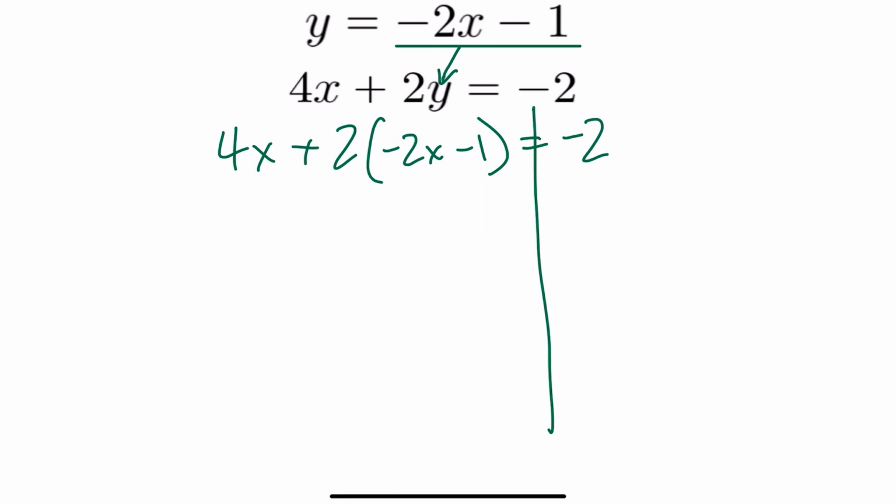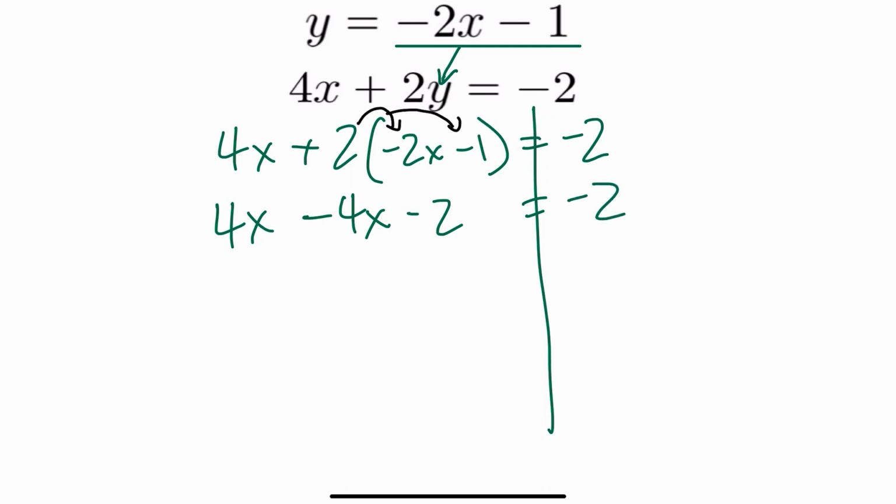So I'll give myself some room. Looking at this, we have a set of parentheses, so I want to distribute. So we got 4x still, and we got positive 2 times negative 2. That'll be a negative 4x. And then positive 2 times a negative 1. So that'll be a negative 2 equals negative 2.